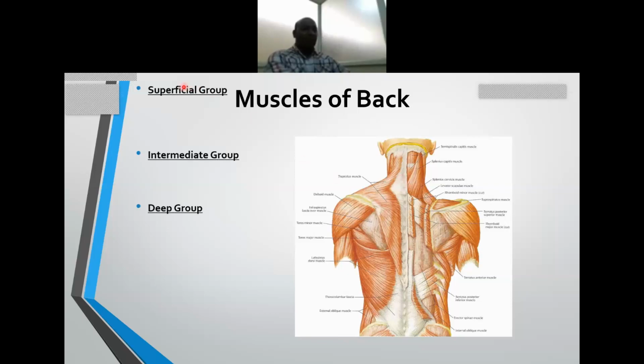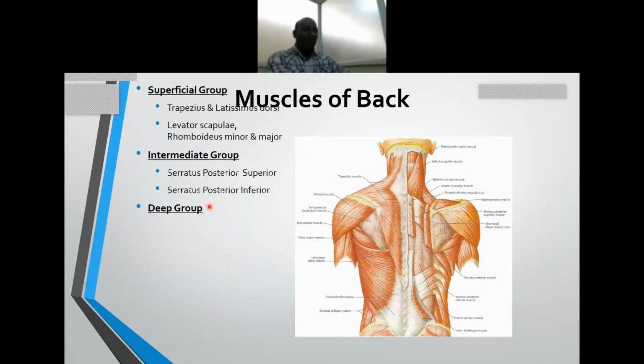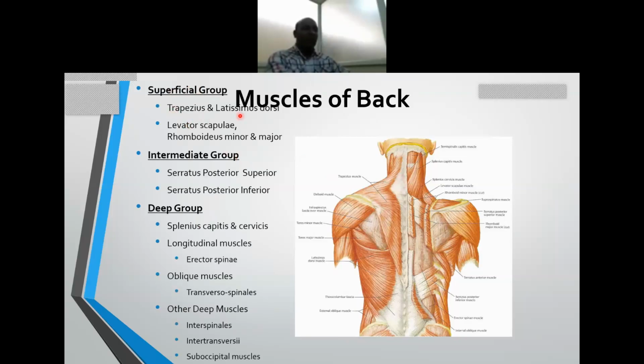Okay, so there are the superficial group, the intermediate group, and the deeper group. The superficial group will be trapezius and latissimus dorsi in the lower back, and levator scapulae, rhomboides minor and major. The intermediate group will be serratus posterior superior and serratus posterior inferior, as well as some of the other muscles which I said in the neck. And the deep group includes the erector spinae, which are the long longitudinal muscles. Then we have oblique transversus spinals or rotator spinals. Then there are other interspinal, intertransversi, and suboccipital muscles and the multifidus muscles. Okay.